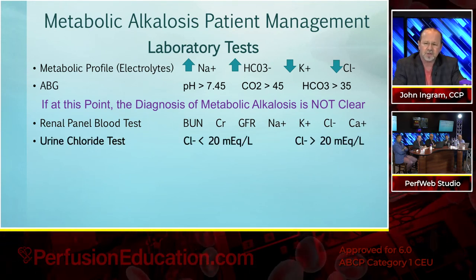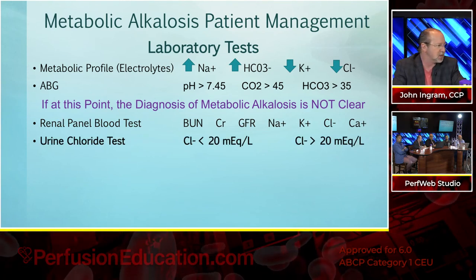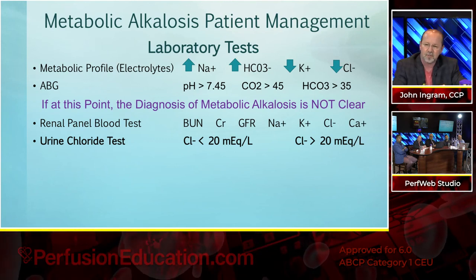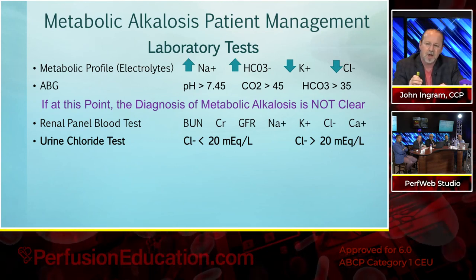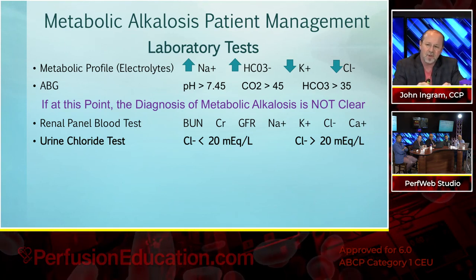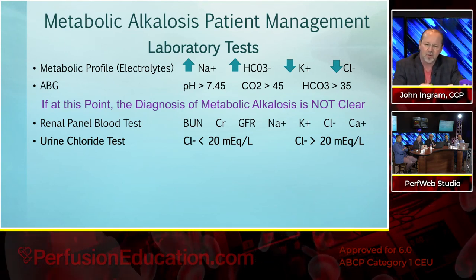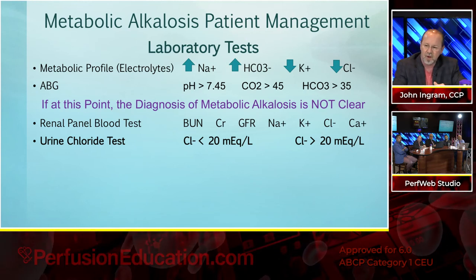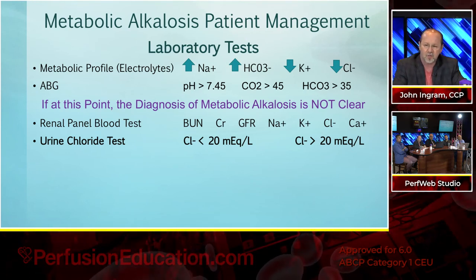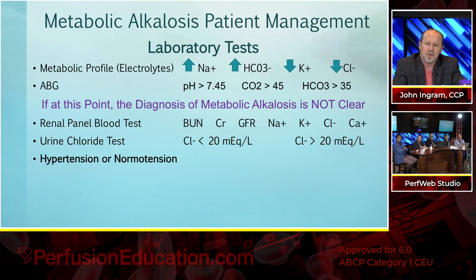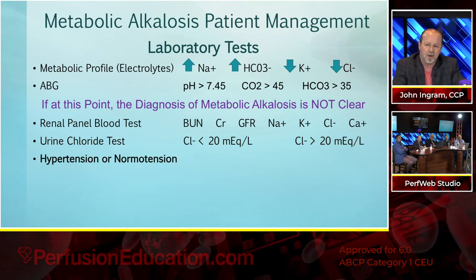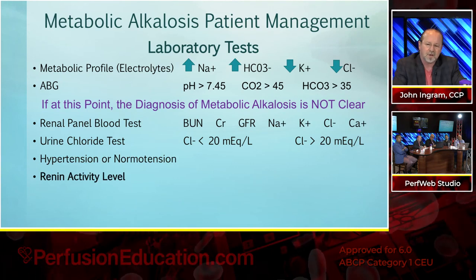But here's where it starts getting a little more complicated. And this does get complicated, actually. Far out of the wheelhouse of my level of knowledge, for sure, as a perfusionist. But we do a urine chloride test. If the chloride is less than 20 milliequivalents per liter, it takes us in one direction. If the urine chloride is greater than 20 milliequivalents per liter, it takes us in another direction. You have to see if the person is hypertensive or not. That's going to play a role. Let's look at their renin activity.